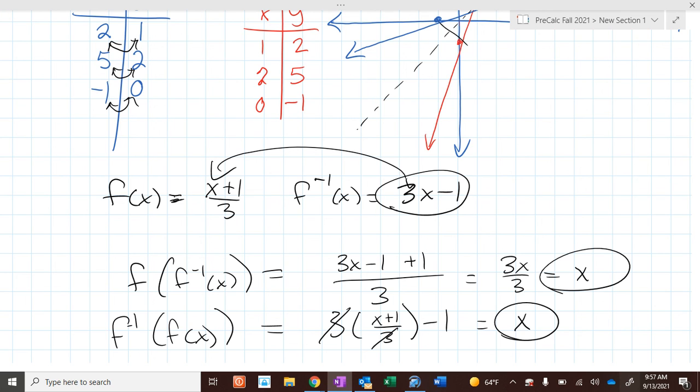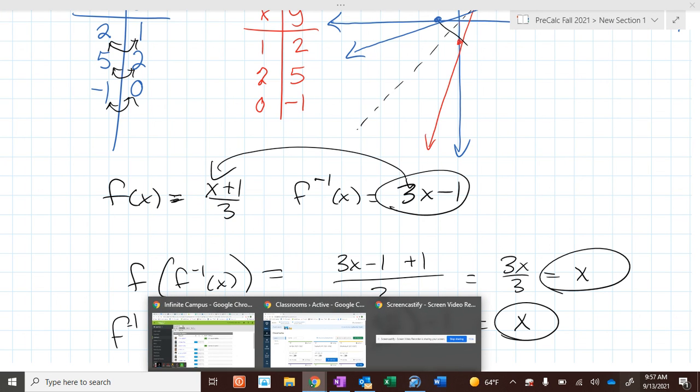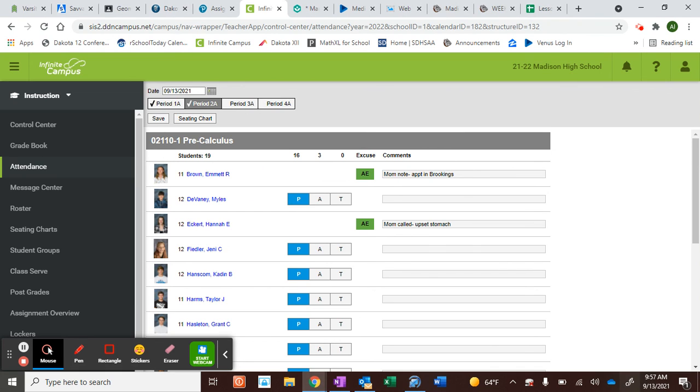So that's the basics of everything you need to know to complete this section on inverses. I think there's only 9 problems to do. So there's not that much to do on this first section, and then we'll talk about transformations in the second section.